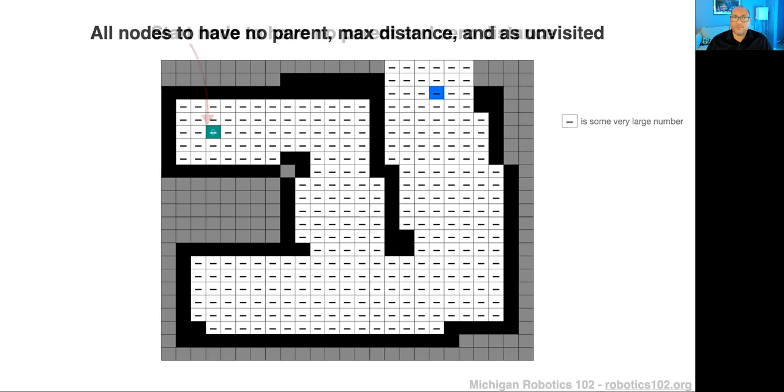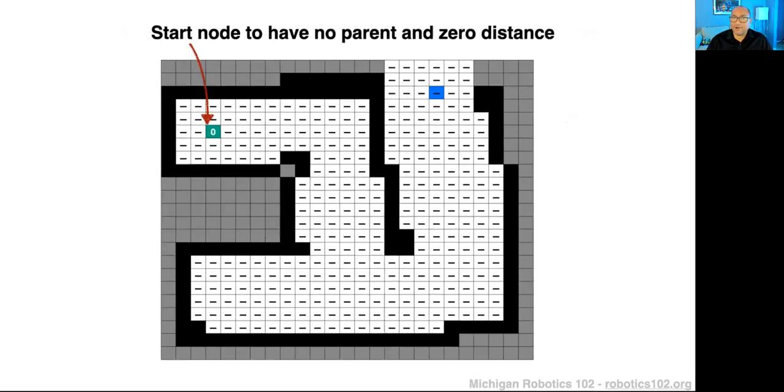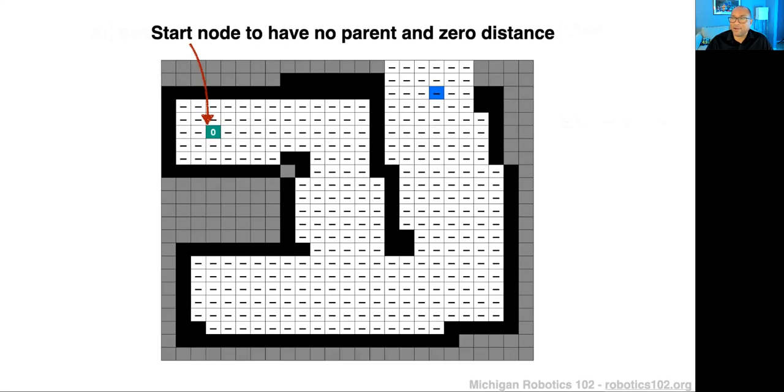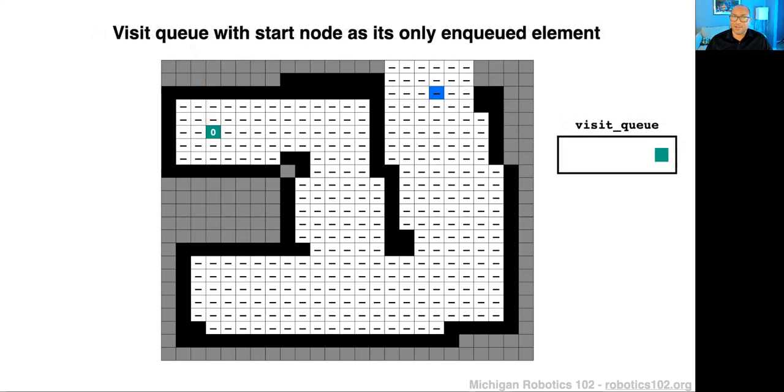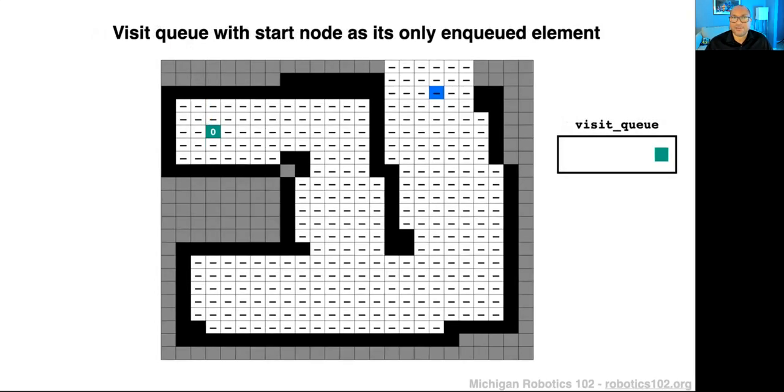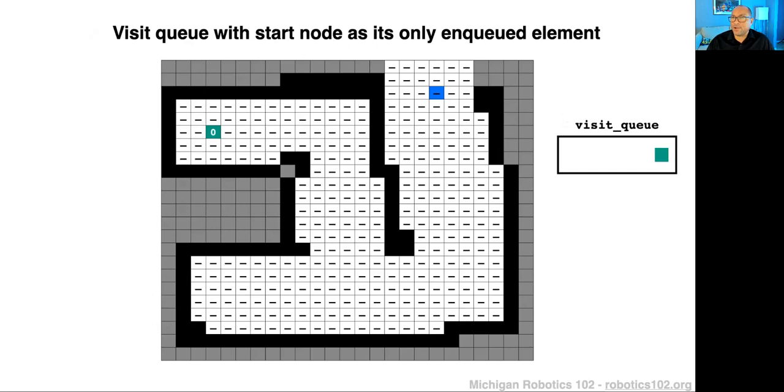Our start node is going to have no parent, but we already know the distance of the start node from itself, so it will be zero. Because it is the start location, it will be the center, the root of where our search is going to start. And because of that, we can initialize our visit queue with the start node as its only enqueued element. So our visit queue is going to start with the start node there.